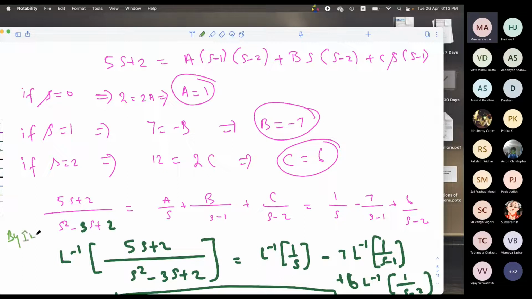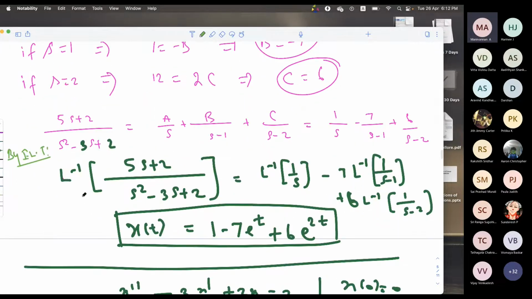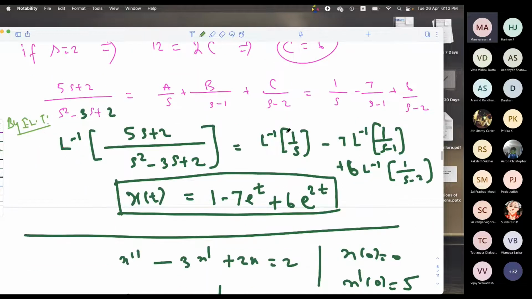So it is L inverse of (5s plus 2) divided by s square minus 3s plus 2, which is 1 by s minus 7 divided by s minus 1 plus 6 divided by s minus 2. This is entirely a constant 1, minus 7 times e raised to the power t, since L inverse of 1 by s is 1. And here it is 6 times e raised to the power 2t. That's all.